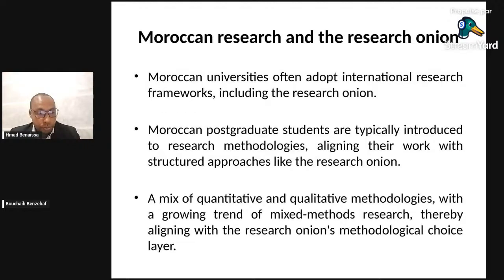resources, and training. Well, Moroccan universities often adopt international research frameworks, including the research onion. Moroccan postgraduate students are typically introduced to research methodologies, aligning their work with structured approaches like the research onion. There is a mix of quantitative and qualitative methodologies, with the growing trend of mixed method research, thereby aligning with the research onion's methodological choice layer. But as I said, this varies based on discipline.